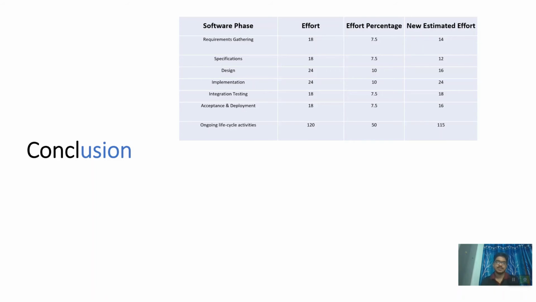And how does it really resonate with the software development life cycle? Initially, we saw for a typical software development plan, when the effort was 18, the new effort after usage of such a system will reduce significantly to 14. For specifications, the initial effort was 18, and the new estimated effort is 12. Similarly, for design, it goes from 24 to 16. For implementation, we know that the mockup is already there, so the estimated effort for development remains the same. Although integration has the same flow, it gives 16. But because we have already tested the same with the user at an early phase, the effort for acceptance and deployment reduces from 18 to 16. So ongoing lifecycle activities overall take a major reduction from 120 to 115.